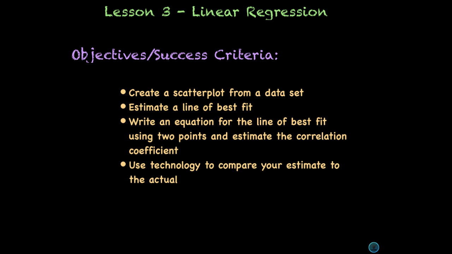And today, your success criteria, our objectives, are to create a scatter plot from a data set. You are going to estimate a line of best fit by drawing one in, and then write an equation for that line of best fit manually. You're going to use 2 points, find the slope, plug 1 point back in to find the y-intercept. And then you will also estimate the correlation coefficient, which you've already been working on. Then, once you have your equation and your correlation coefficient, we're going to use technology, an online graphing calculator, to compare your estimate to what's really actual.